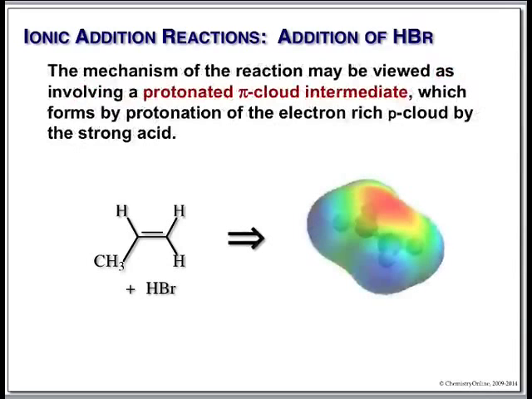Remember that when we talked about the pi system for an alkene, we said that there was a rich electron cloud on both sides, above and below the plane of the double bond. See this in the electrostatic potential map as a nice big red splotch. This is actually the point at which the reaction begins.